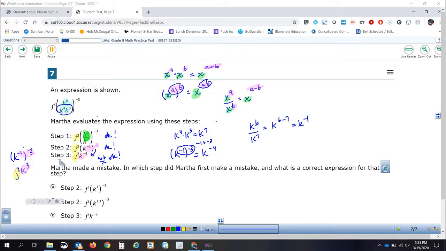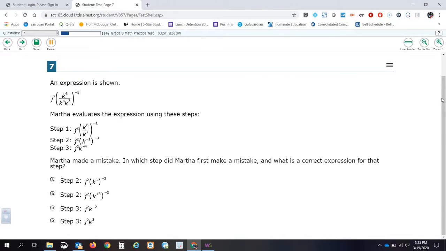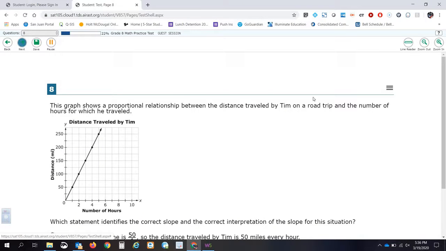The mistake was in step number 3. And what should the answer have been? J squared k to the 3rd. Step 3, j squared k to the 3rd. And there's our answer. And that completes question number 7. All right, moving on now to question number 8.